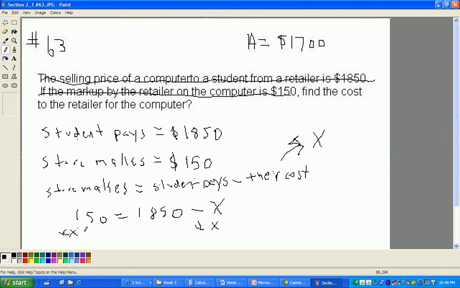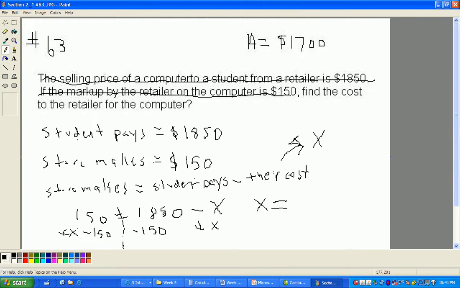I forgot to draw my line there, sorry. And now I'm going to bring this over because it got kind of hairy. But 0 plus x gives us just x. 150 minus 150 gives us a 0, so nothing to put there. Now we have our equal sign. Now we get 1850 minus 150 gives us 1700. And what do you know? That was the answer in the back of the book as well.